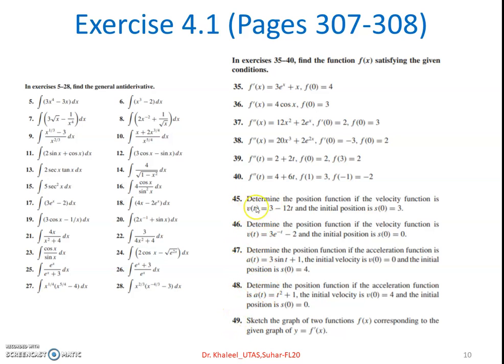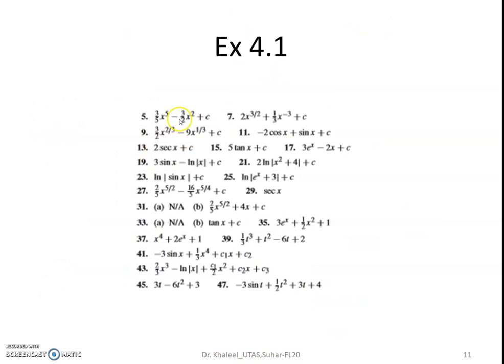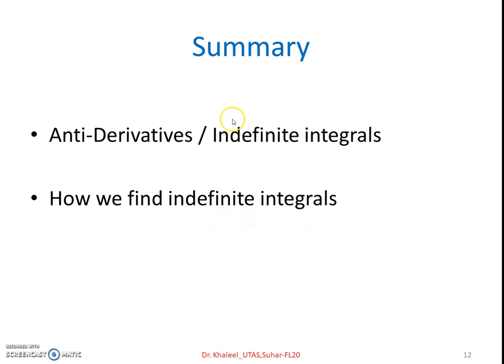In this one again the velocity is given, find the position function, that means integrate once. Here you integrate once, here you integrate twice because acceleration is given, and here you integrate twice because acceleration is given, and these conditions you are using to find the constant of integration. So these are the answers for the examples, and what we studied in this video lecture.